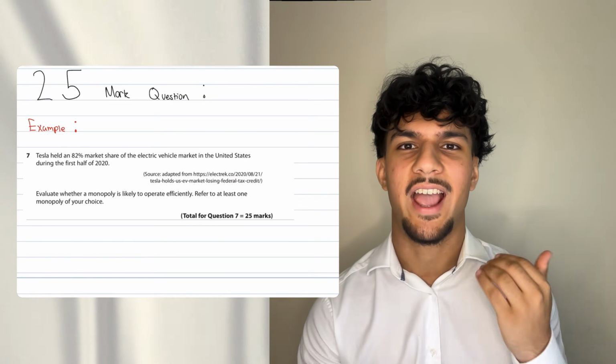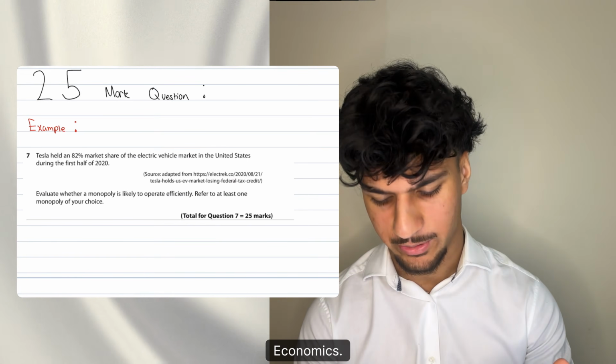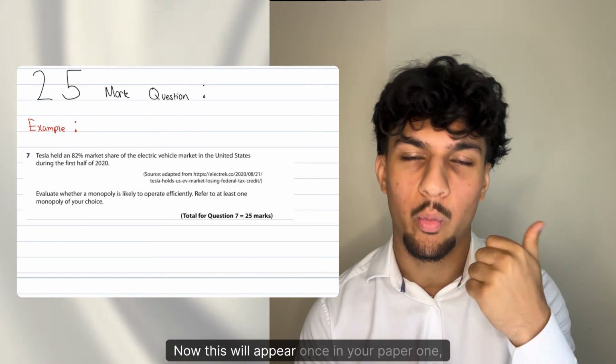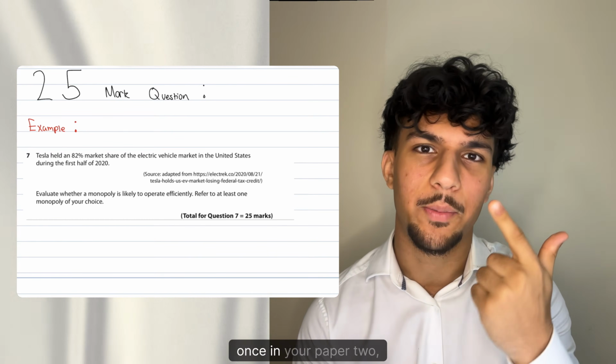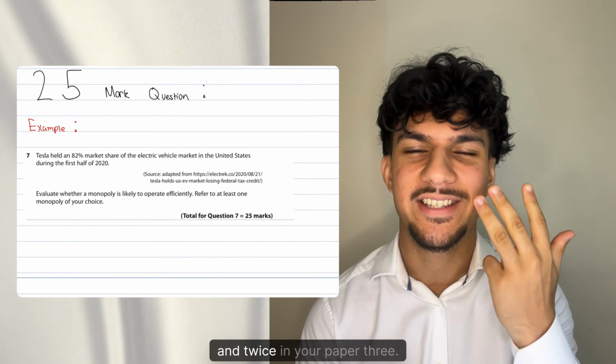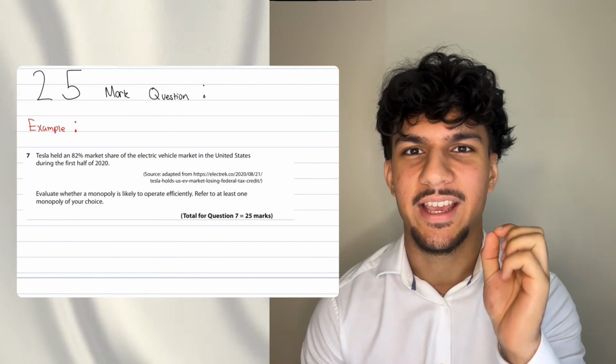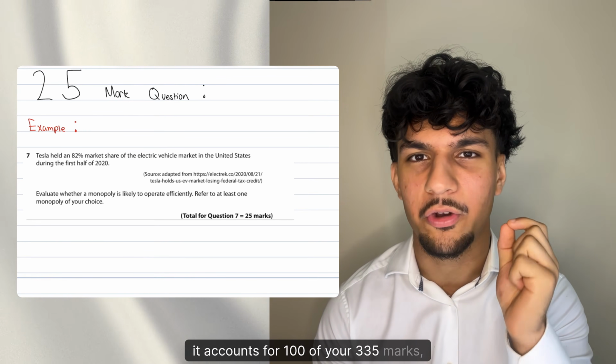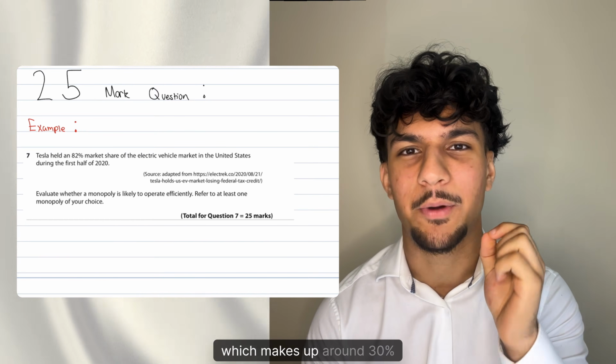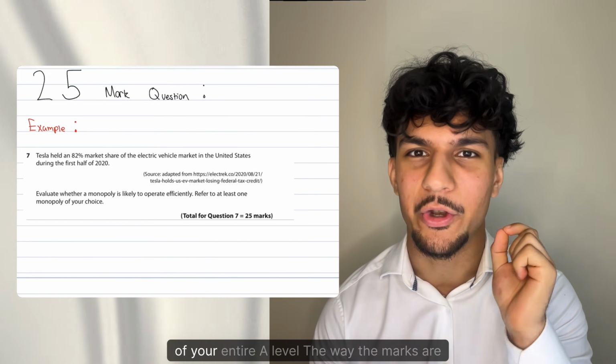25 mark question, Edexcel A-level economics. Now, this will appear once in your paper 1, once in your paper 2, and twice in your paper 3. This means it accounts for 100 of your 335 marks, which makes up around 30% of your entire A-level.